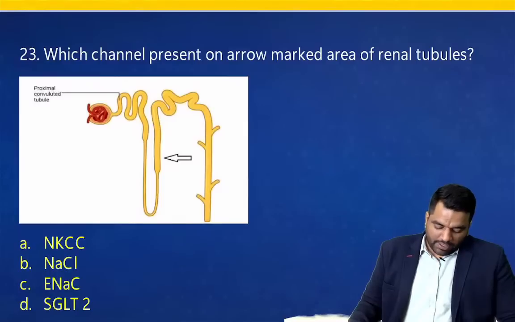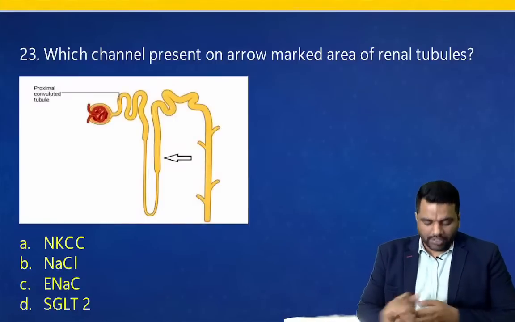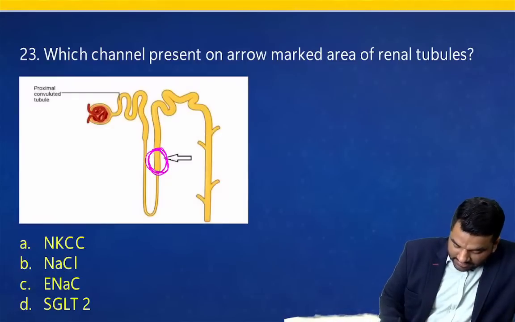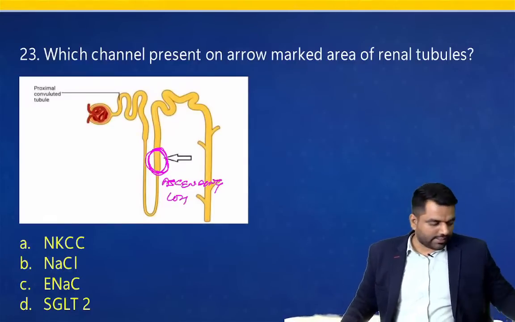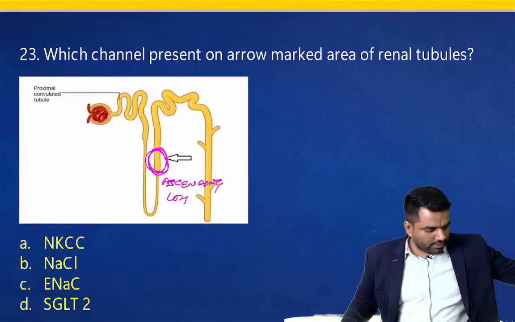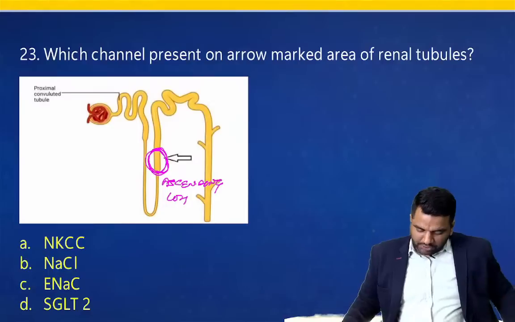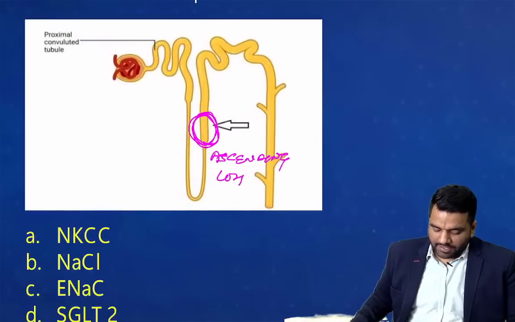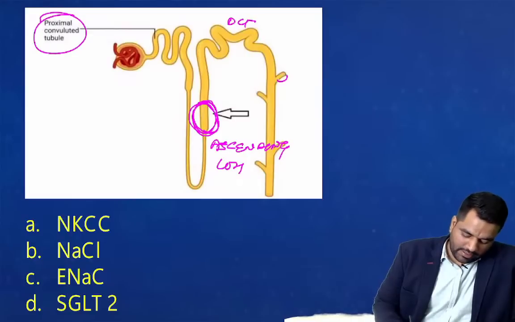Talking about the next, question number 23. Which channel is present on the arrow marked area of the renal tubules? So in this area, which channel is present? Which area is this? This is the ascending loop of Henle. Yes, guys, this is the ascending loop of Henle. Which channel is present over here? Please tell me. This is your PCT, this is DCT, and this is the collecting duct.